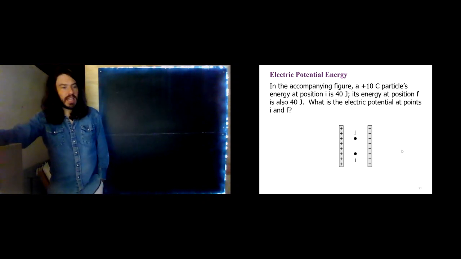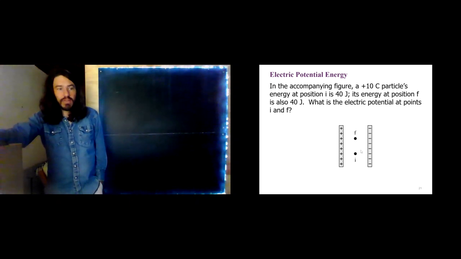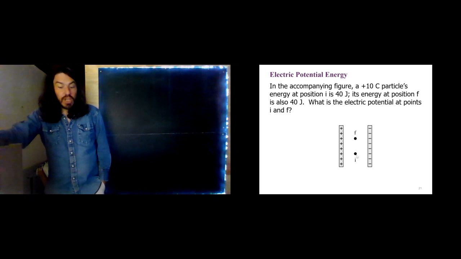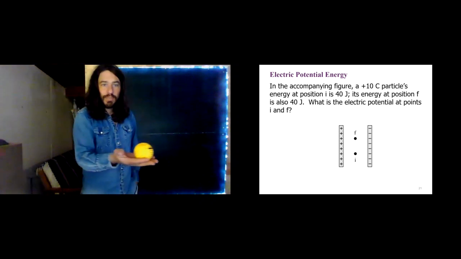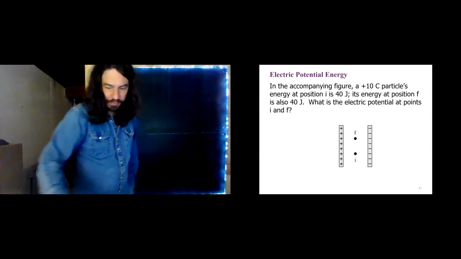Well, notice it's not getting any closer or farther from the positive and the negative charges. Notice that at position I, a positive charge would experience a force to the right, and if I moved it to F, notice that the angle between the displacement and the force would be 90 degrees. Again, no potential energy is created when the force and the displacement are perpendicular to each other.